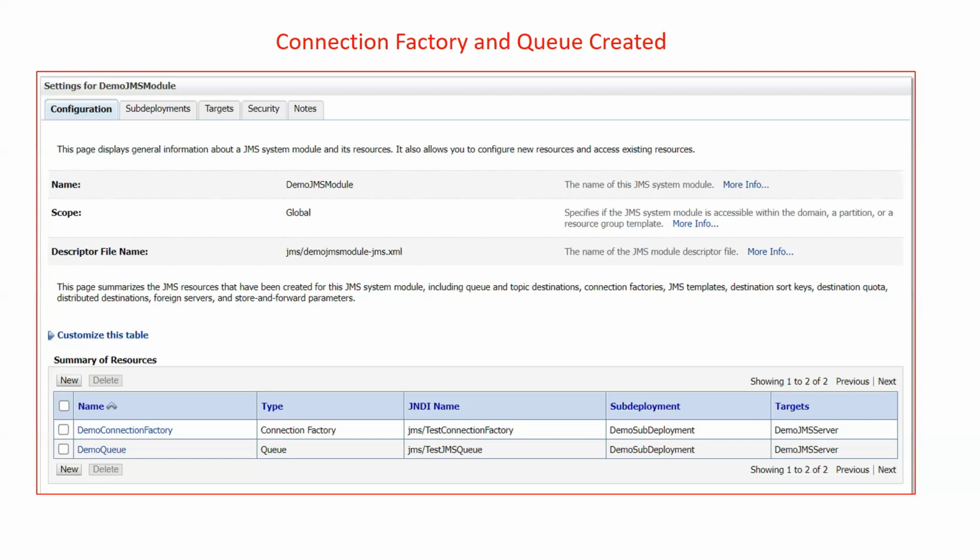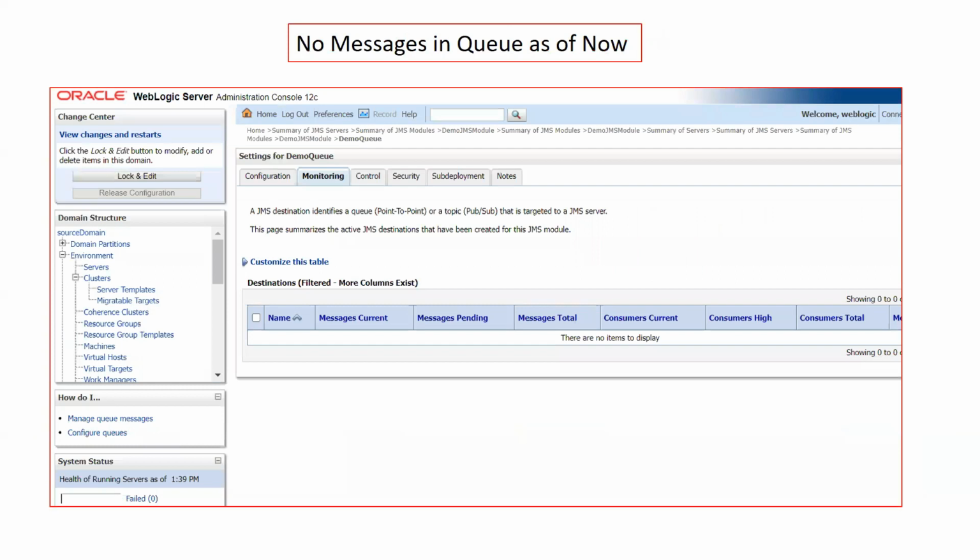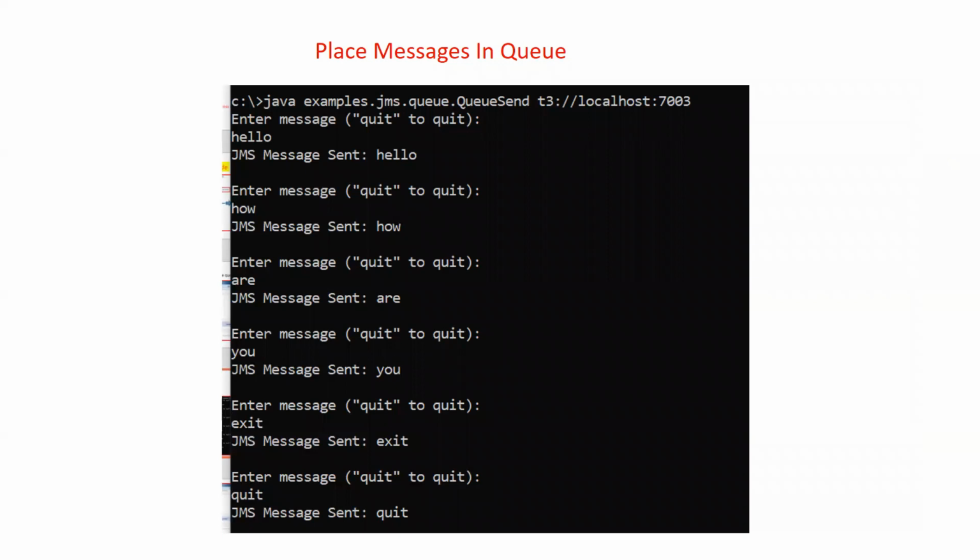And then I am going to test how the migration of my services works. So now you can see that there is no message in the queue. As of now, I have created the messaging resources, but there is no message in the queue. For that monitoring, you can click on your JMS module, then click on your queue, and once you click on your queue, click on the monitoring tab, and you will see there are no messages. Now I have a demo application with me which sends messages to a queue and also reads messages from the queue. So here you can see the application that I'm using is the queue send application. And the URL that I have given has the port number of my managed server 1, which is 7003.